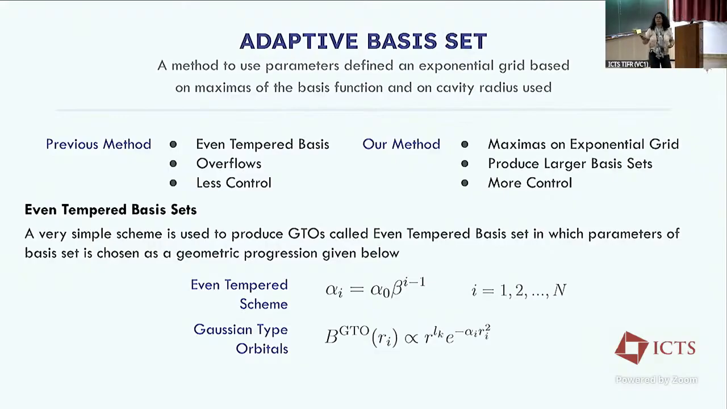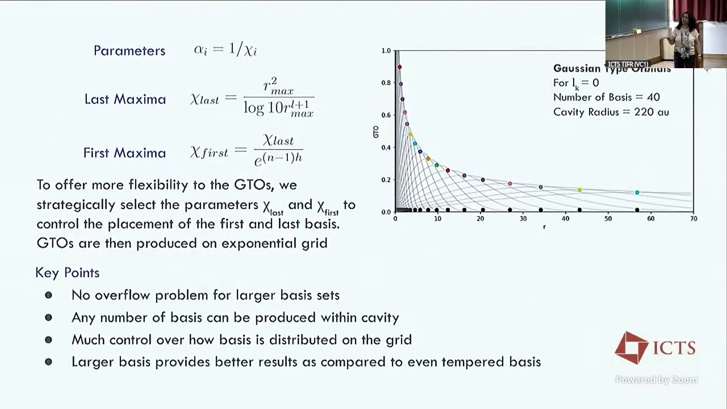We realized that if we are trying to build an infrastructure which is user friendly, where people don't need knowledge of atomic physics, etc., this is definitely a problem. You need prior knowledge of choosing these parameters appropriately. So in our adaptive basis set technique, we offer more flexibility to these GTOs. We strategically select parameters so that the first and the last basis are fixed depending on what cavity radius you are using and how many basis sets you are using. And then the rest of the bases are produced on an exponential grid.